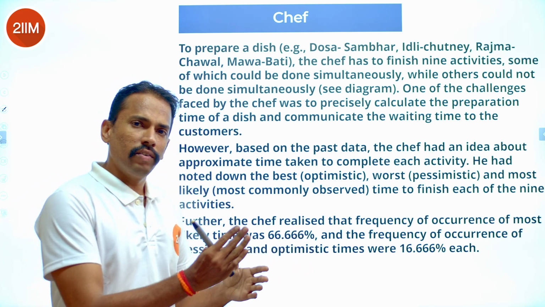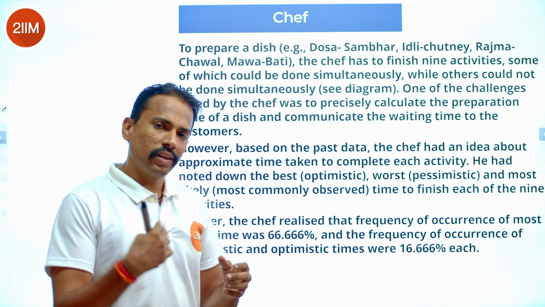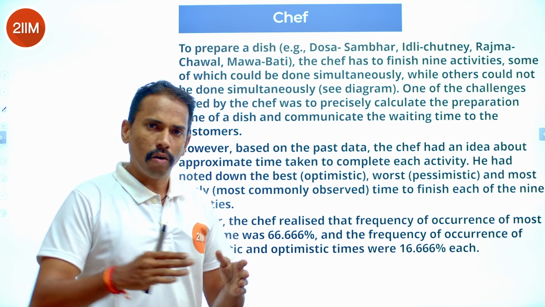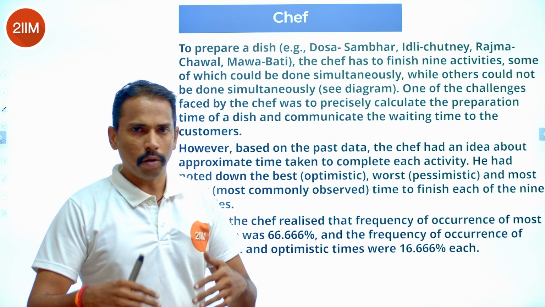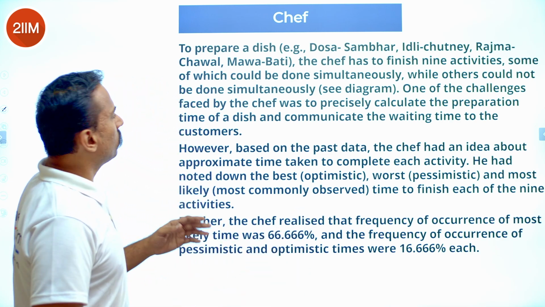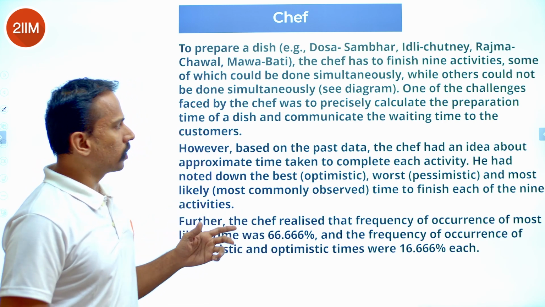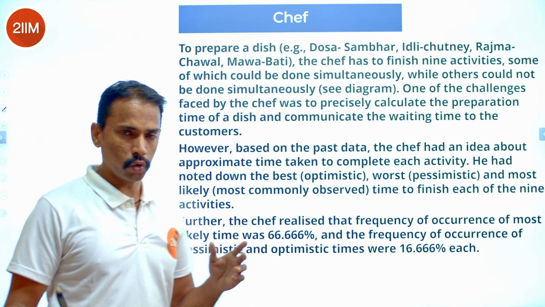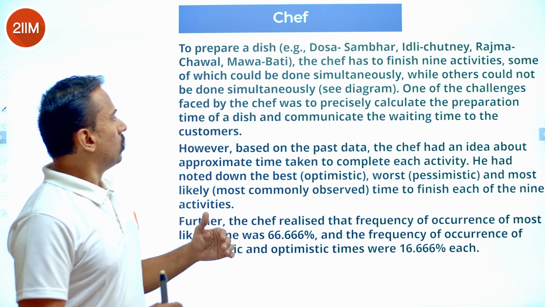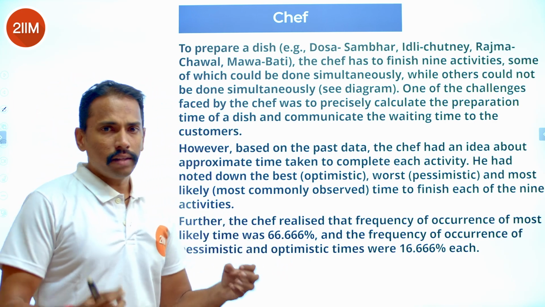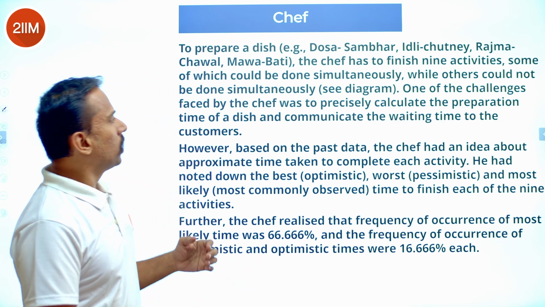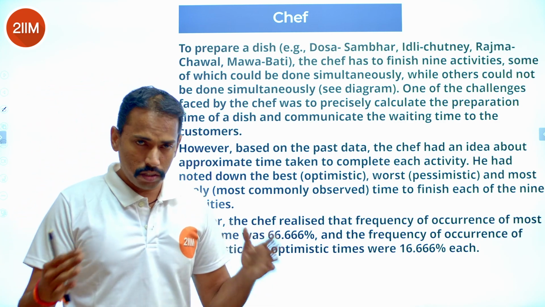And out of those 9 activities, there are a few activities which can be done simultaneously, all at a time, but others cannot be done the same way. One of the challenges faced by the chef was to precisely calculate the preparation time of a dish and communicate the waiting time to the customer. So, two parts. One is the chef has to calculate the preparation time, and the next thing is he needs to communicate the waiting time to the customers.